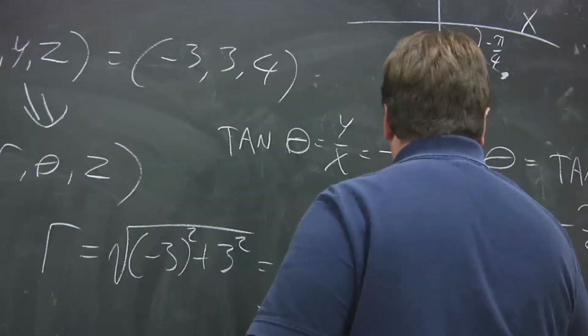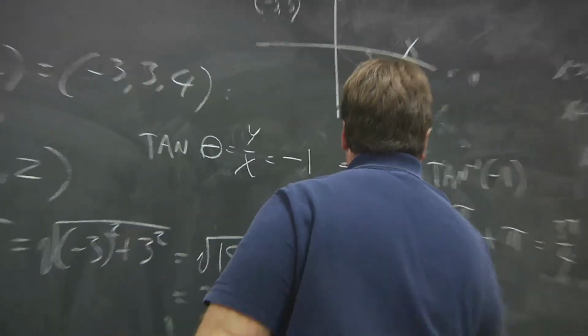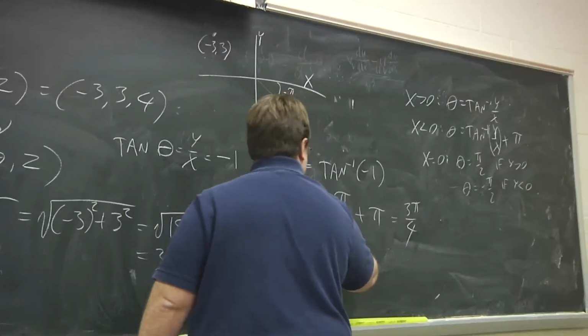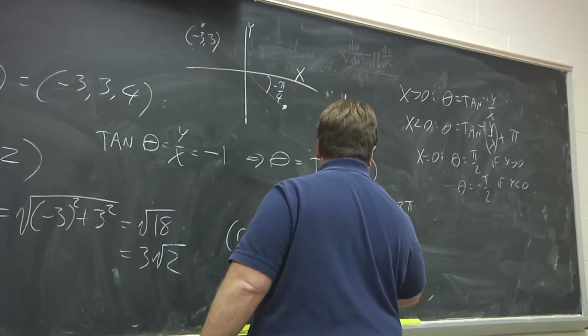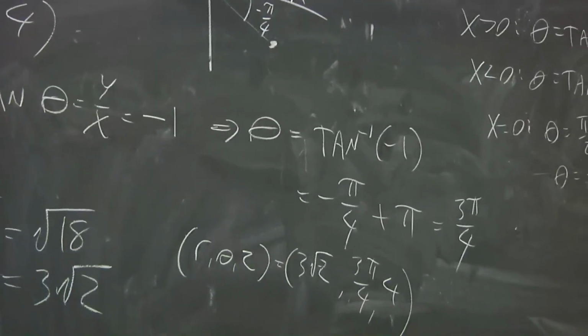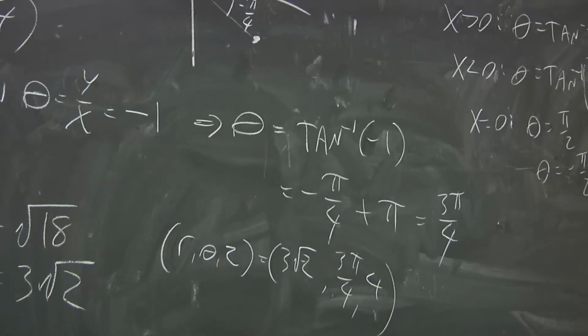So our cylindrical coordinates, we have our r, 3 root 2. We have our theta, 3 pi over 4. And z was just the z that we had, it's 4. So those are cylindrical coordinates of that point.